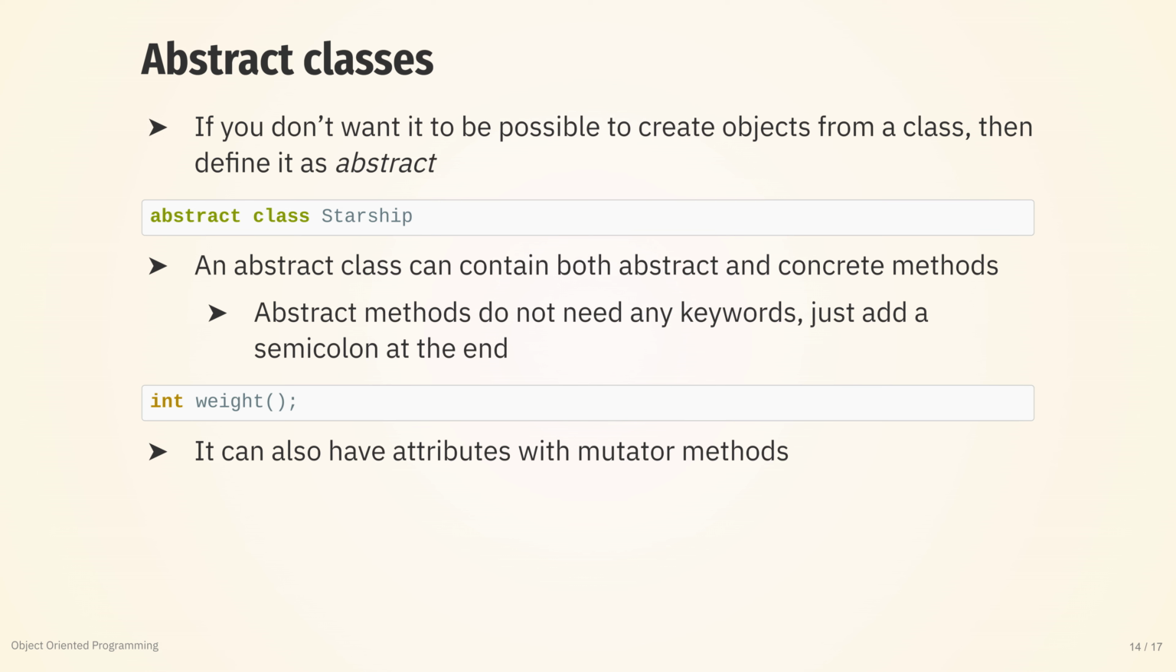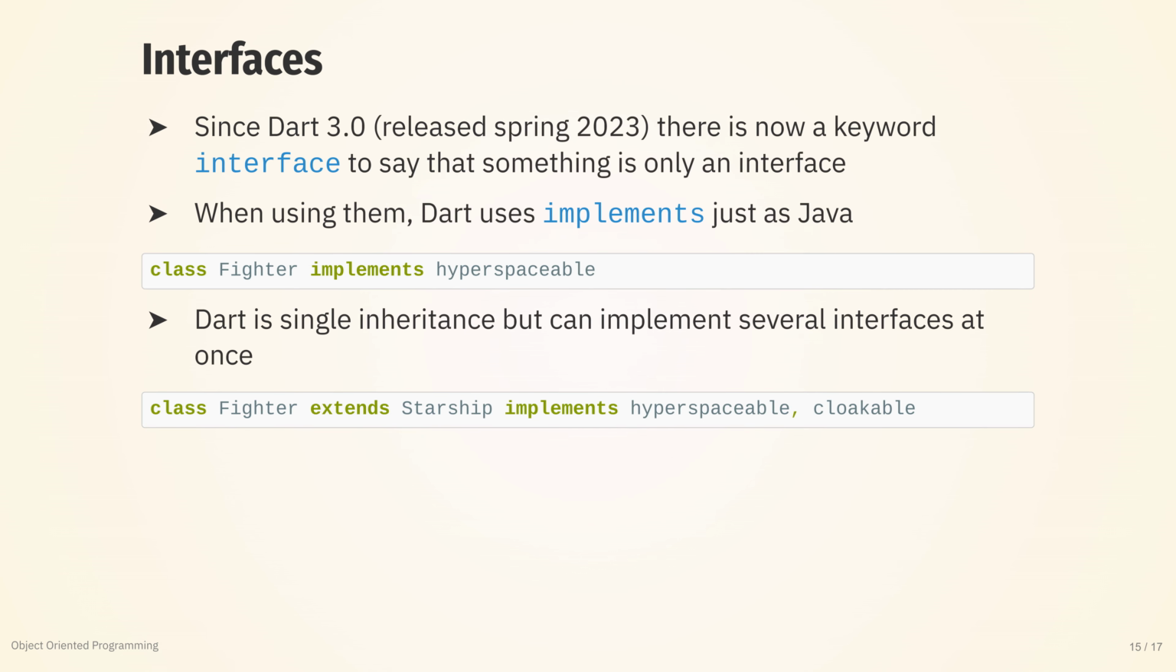An abstract class can contain both concrete methods and abstract methods. And if a method is abstract, we just end it with a semicolon, like we can see over here, int weight, for example. And that means that the subclass needs to implement it. And of course, it can have attributes and mutator methods, just as any other class.